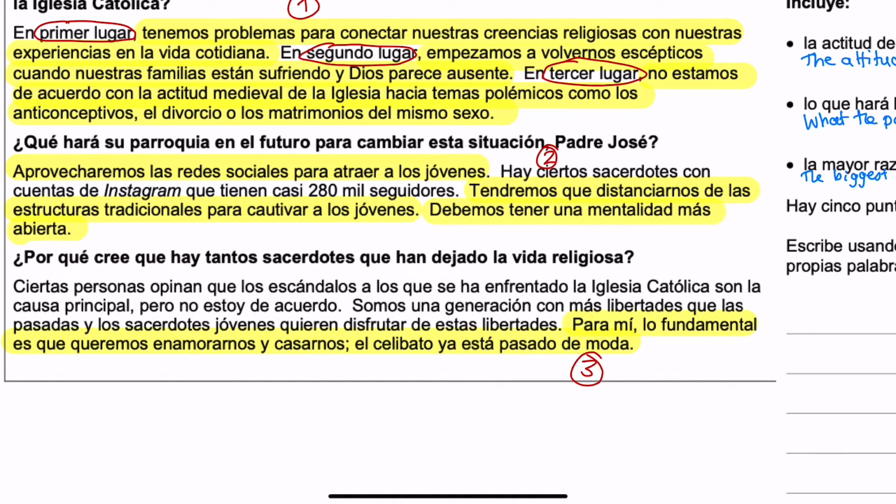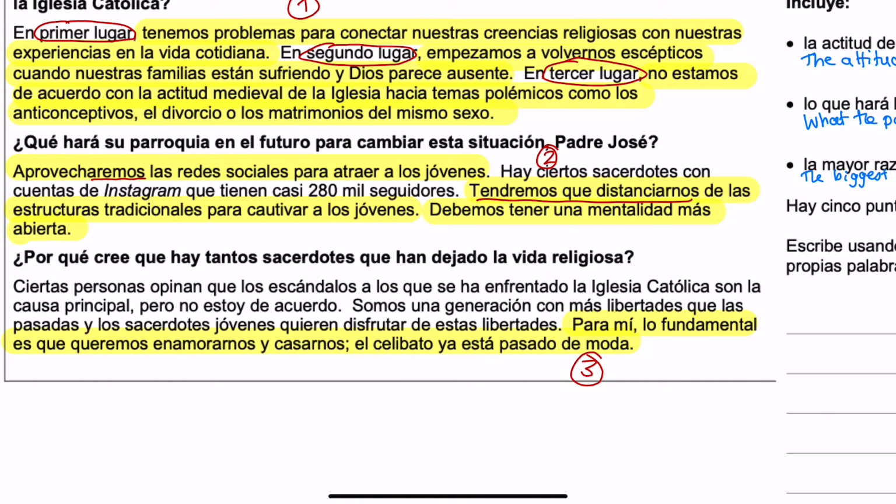So what we've got here is I've got my 3 points highlighted out, and we've got our point 1 there, we've talked about the first place, second place, third place. For the second point, what we've got is, what will your parish do in future to change the situation? We've got what they're going to do firstly, so this is 1 action here, so I'm going to look for another verb for the next bit. We will have to distance ourselves from the traditional structures. Again, this is something that they're going to have to do.